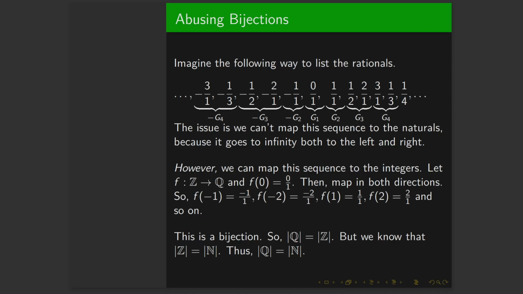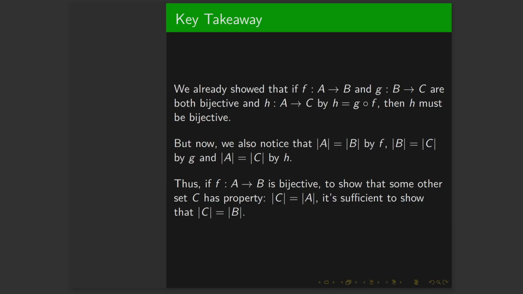But we also know the cardinality of Z is equal to the cardinality of N, so we must have that the cardinality of Q is equal to the cardinality of N. And you're like, okay, how are we making that assumption? If the cardinality of Q is equal to Z and the cardinality of Z is equal to N, how come the cardinality of Q is equal to the cardinality of N? Well, this has to do with compositions, right?